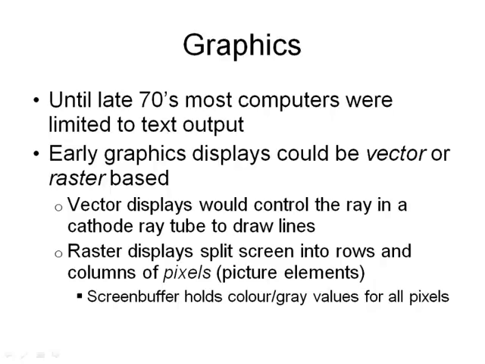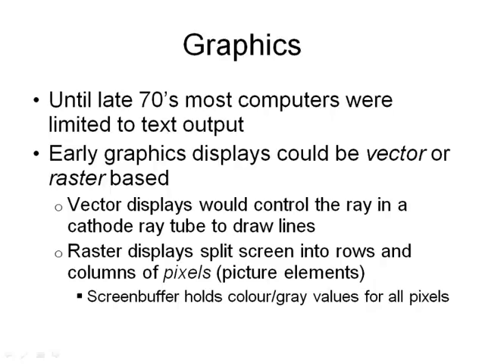Now we're going to have an equally quick and rapid run through of computer graphics. Most computers up until the late 1970s were limited to text output. Early graphics displays, when they existed, could be either vector or raster based. Vector displays would control the beam of light in a cathode ray tube to draw lines, and they could give very fine lines, tended to be limited to just one colour though. Weren't very good for multiple colour displays. Also not so good for text, but very good for fine drawing of images or shapes, outlines of shapes particularly.